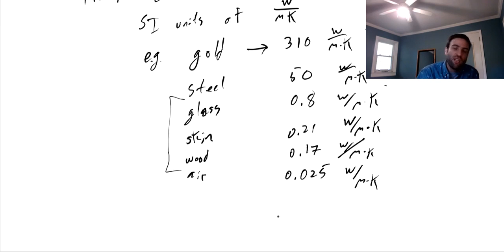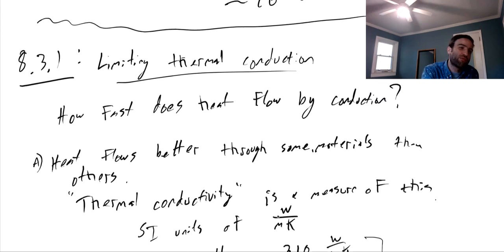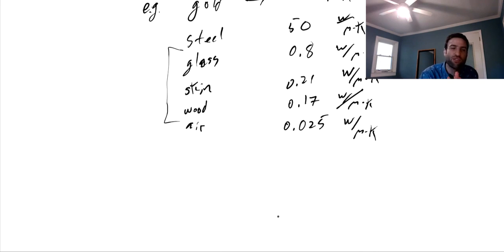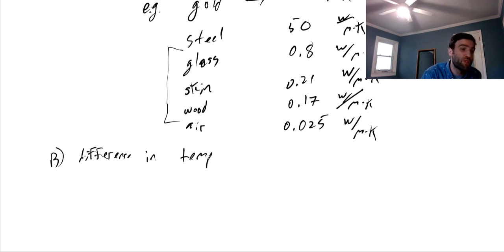Okay, so how fast does heat flow by conduction? One part of that answer just has to do with, well, what is the material in the first place? What else does it depend on? It also depends on the difference in temperature, either between the different parts of the object or between the two objects that are in contact. And you can get a clue from the fact that the units for conductivity are per meter per Kelvin. So the more different temperatures are, the more heat can flow, the faster heat flows. Right?